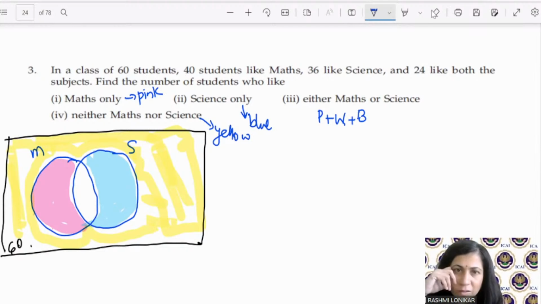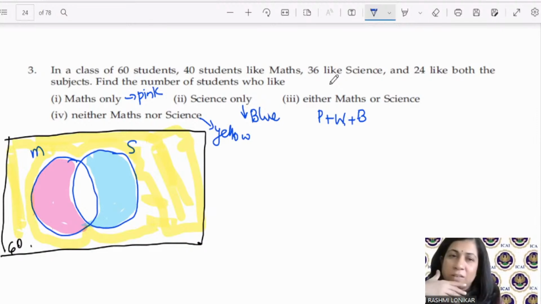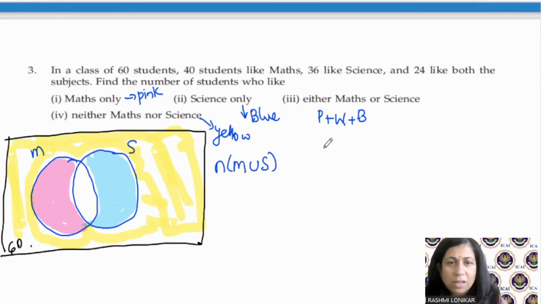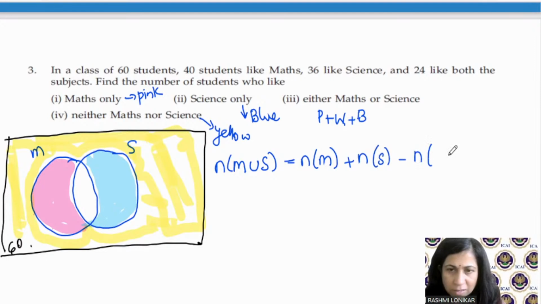Okay, this does not look good. Let me write it again. This is blue. This is what they have asked us to find out. Now, this A union B, that is maths or this thing. So n of maths union science is equal to n of maths plus n of science minus n of maths intersection science.